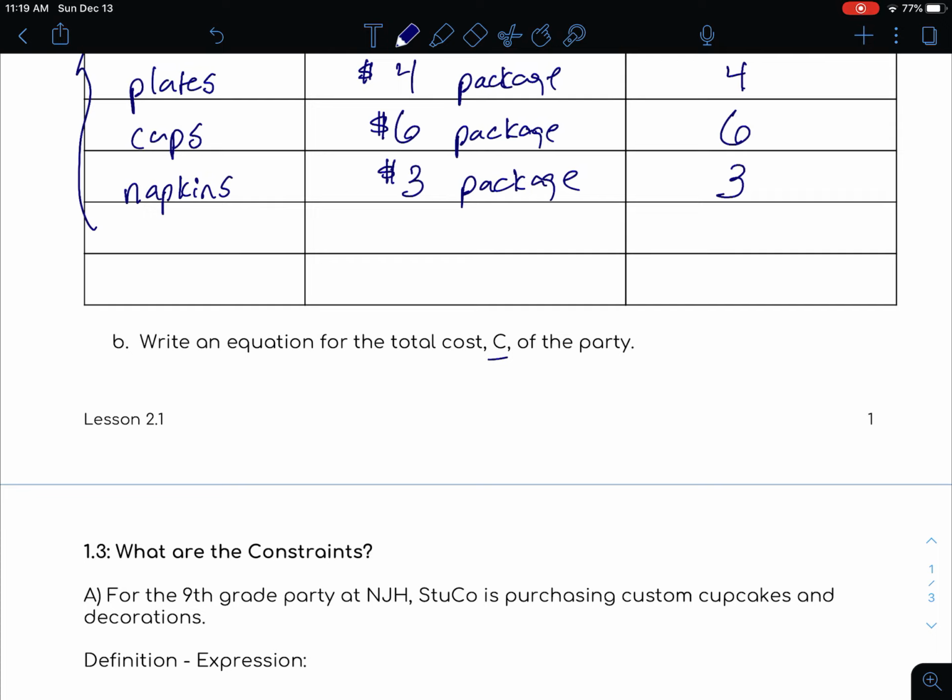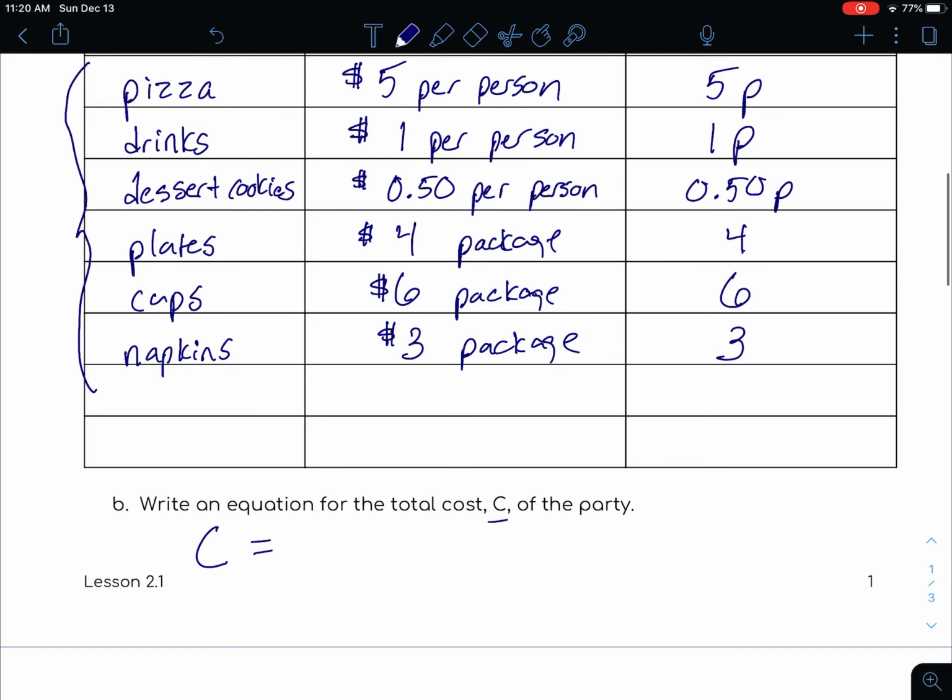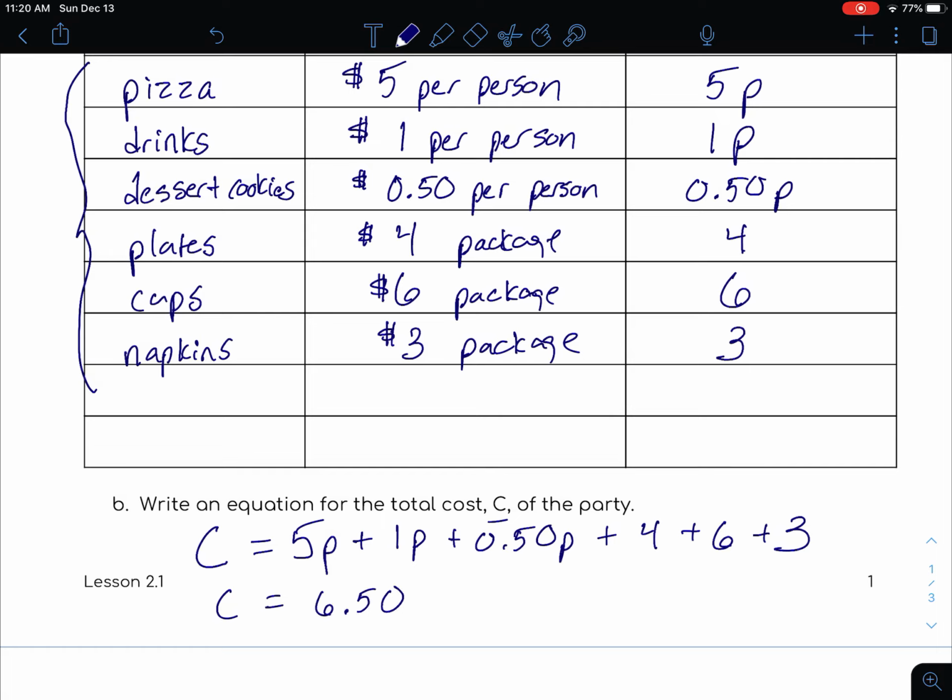All right, so we can now write an equation for this. And so the equation, we're going to use the variable c because the cost is going to vary depending on, in this case, how many people we have. So if we go through what we have up here, we've got $5 per person for the pizza. We've got to add on $1 per person for the drinks, 50 cents per person for the dessert, cookies, plus the plates, plus the cups, plus the napkins.